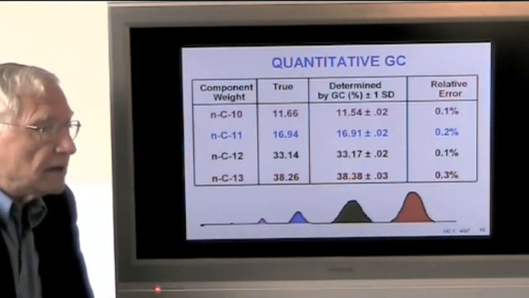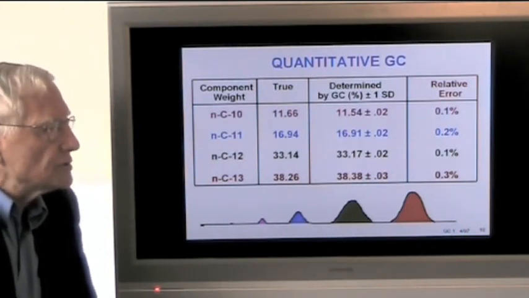Thus we see quantitative analysis is one of the major advantages of gas chromatography.